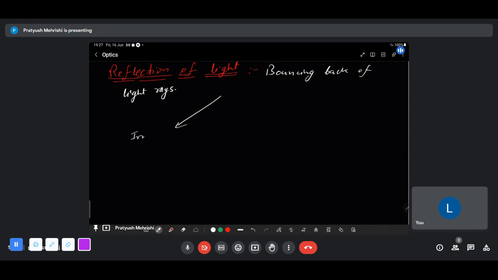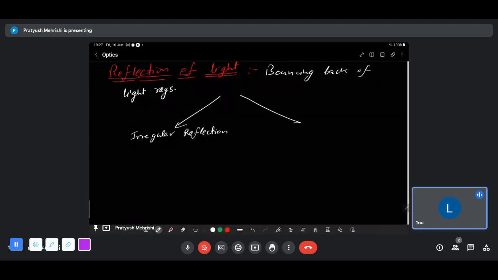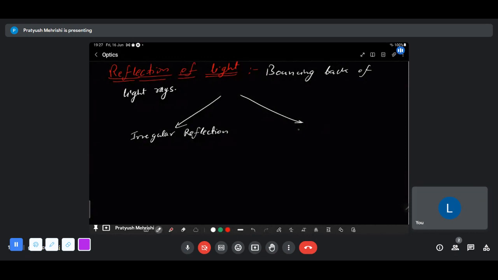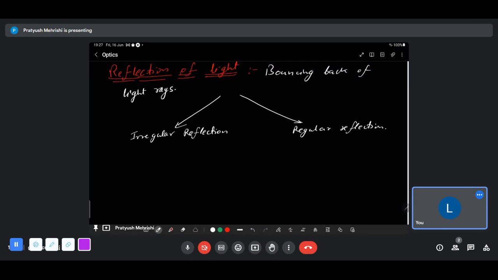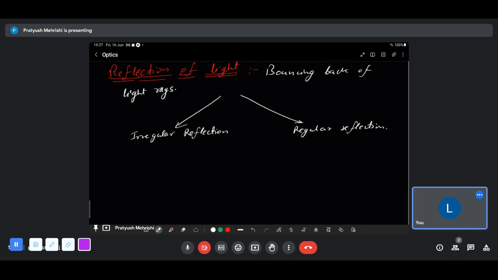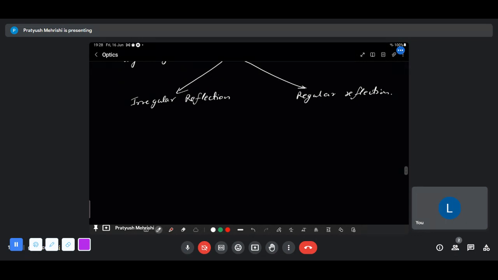What is irregular reflection? Do you remember anything? If the reflection occurs at irregular surface, it means the surface is rough. And regular reflection, when the surface is very smooth surface. Fine. Okay. Now whenever reflection is happening through any surface, it follows some laws.